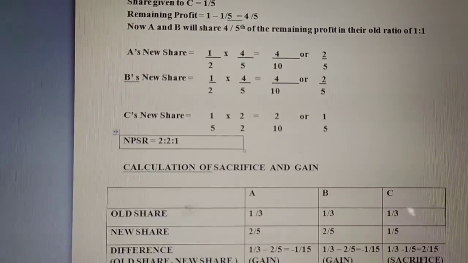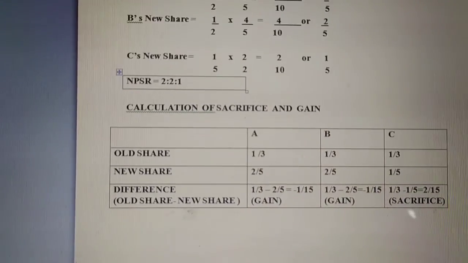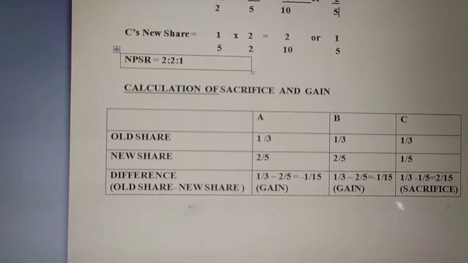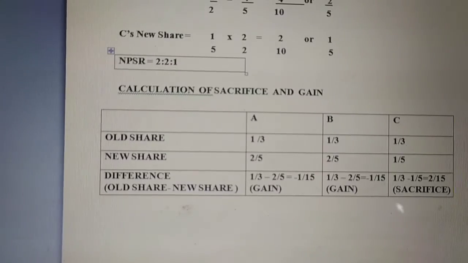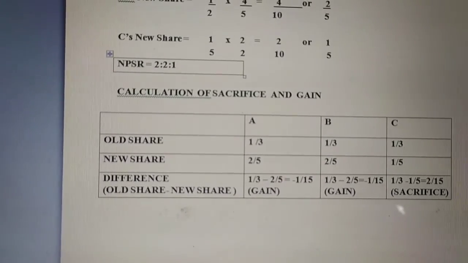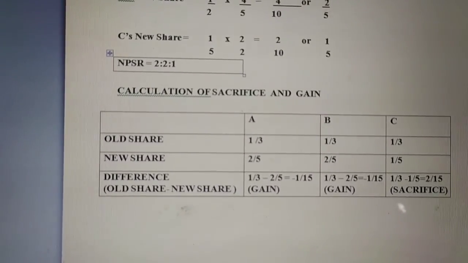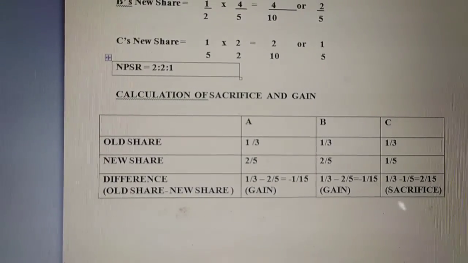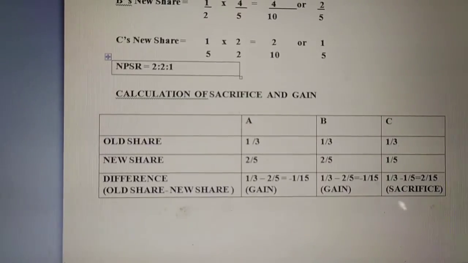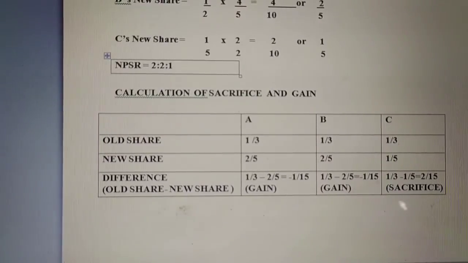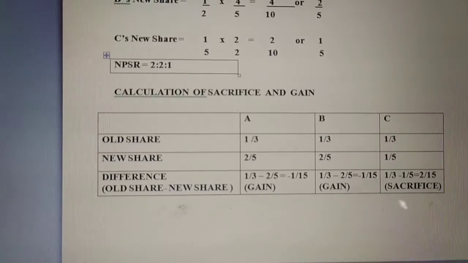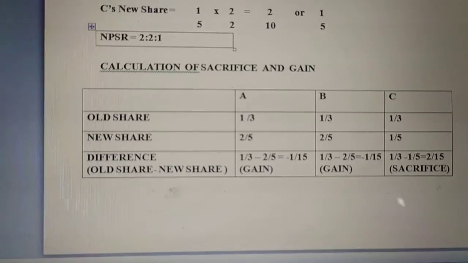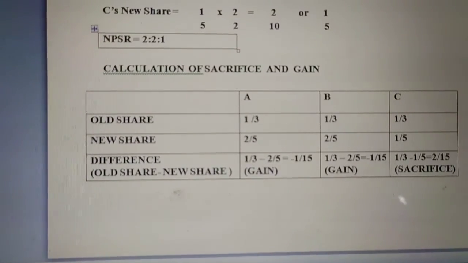Now we need to calculate sacrifice or gain. Here three partners are there, A, B and C. Old share is given 1:1:1, each will get 1/3. New share, just now we have calculated, 2/5, 2/5 and 1/5. I have taken the formula of sacrificing ratio. The formula is old share minus new share. So old share of A is 1/3 minus 2/5. The answer is minus 1/15.